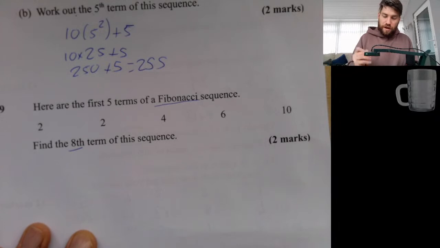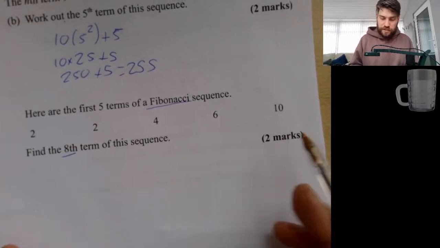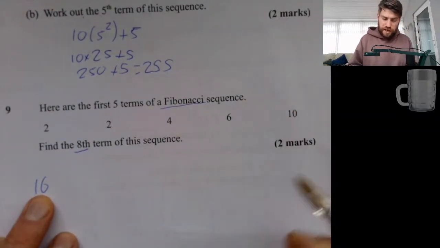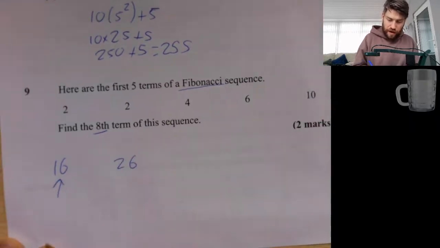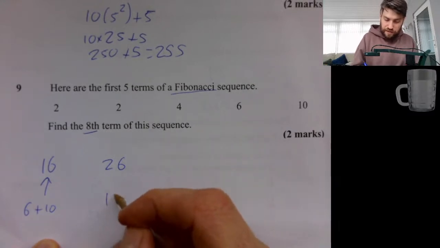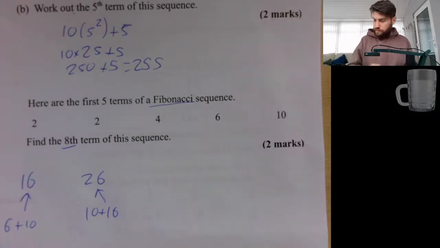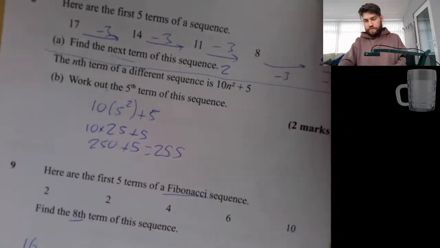You've got 5 terms. So what will the next one be? We're up to 5. The 6th one's going to be 6 plus 10, which is 16. Then it's going to be 16 plus 10, which is 26. So to clarify, that one is 6 plus 10. To get this next one, that is 10 plus 16. And that's how we got that one. Job done. Okay, right. Next one.